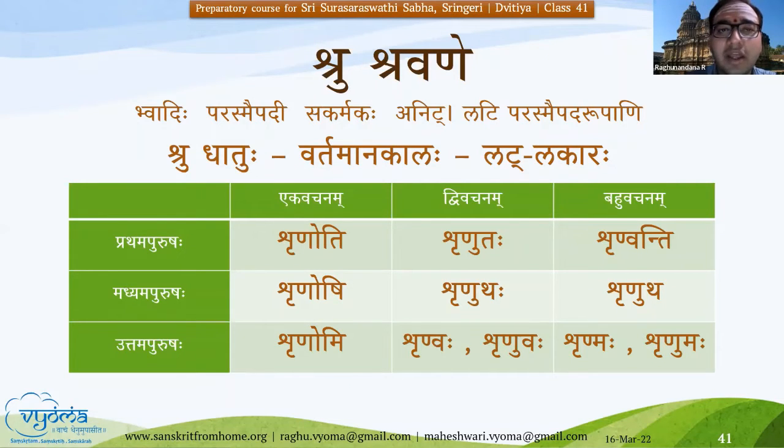That means you shouldn't think too much to come up with the exact word we should use. If it is tvam, it should automatically come as shrunoshi, and not shrunoti, shrunutaha, shrunvanti. Tvam shrunoshi. That should be the spontaneity. Say tau, and immediately you should be able to get the dvivachana form, shrunutaha, of that particular dhatu. That should be the level we all reach. So we require a very good amount of practice of these Shabda Roopani and Dhatu Roopani.